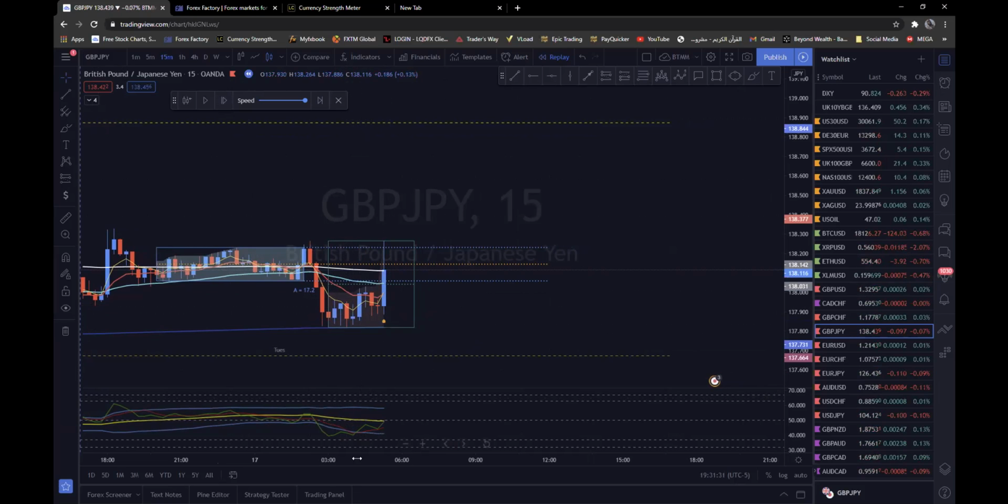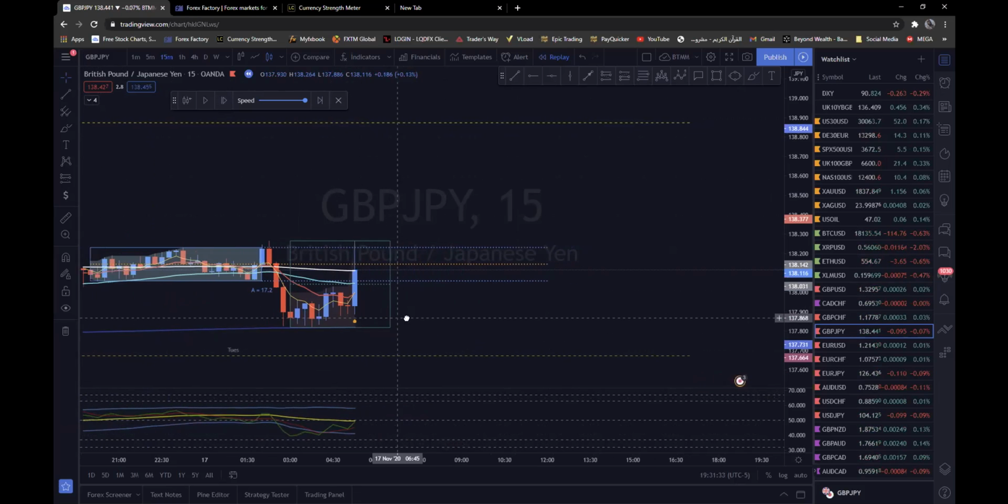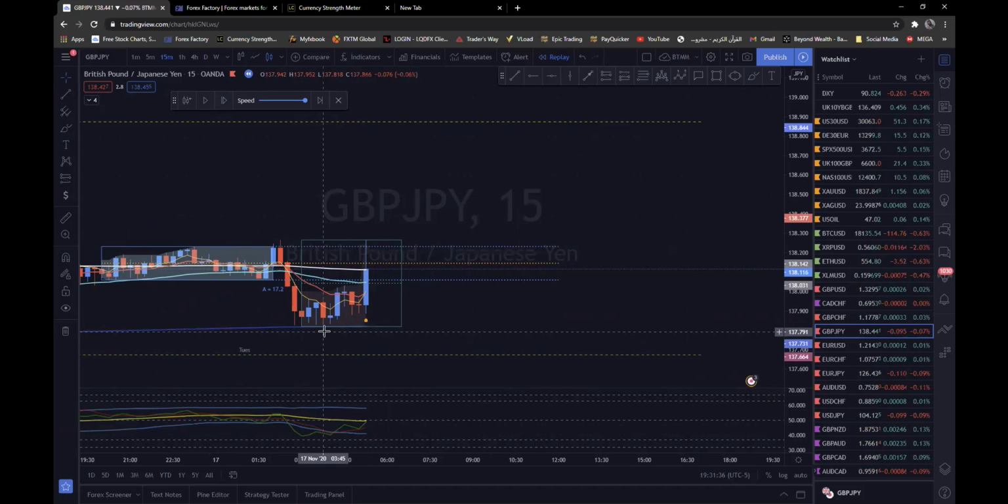Looking at that, can anybody see anything that would make them want to get on this setup right here? Do you guys see anything on here that would tell you, hey, this is safe, go ahead and jump on it?